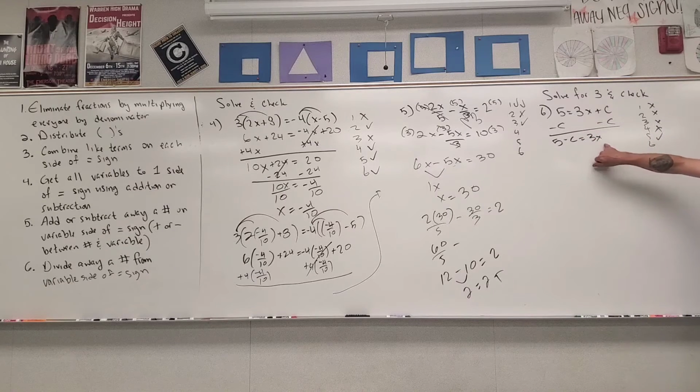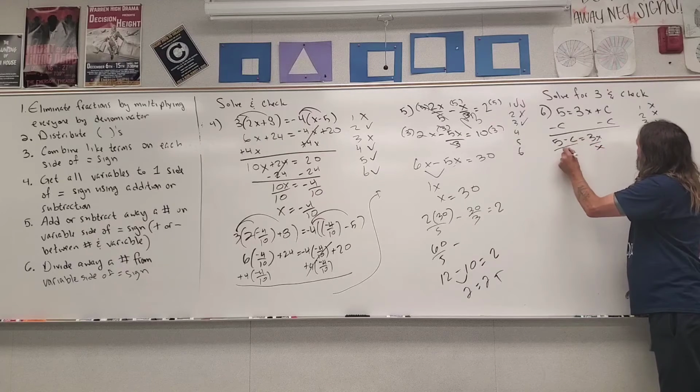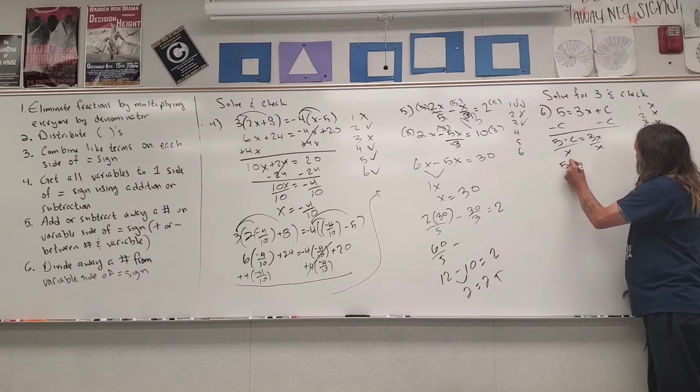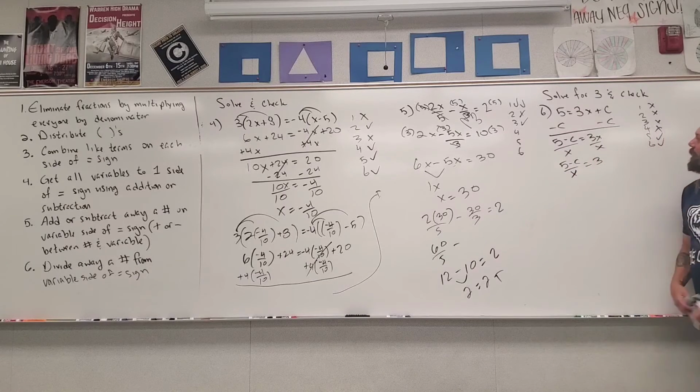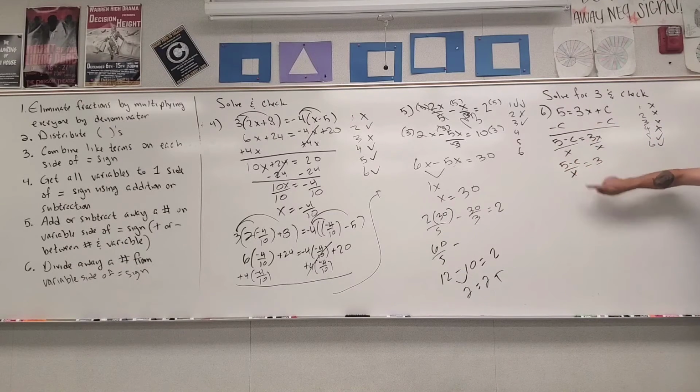Is x by itself? No, it's not, so I have to divide away the 3. So we'll just divide the entire side by 3. Now I have 5 minus c over x is equal to 3. We've isolated 3, so we solved for 3. Now we need to check, and what that means is we replace 3 with this entire value.